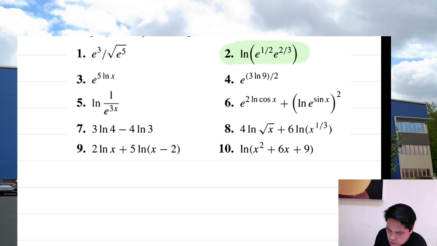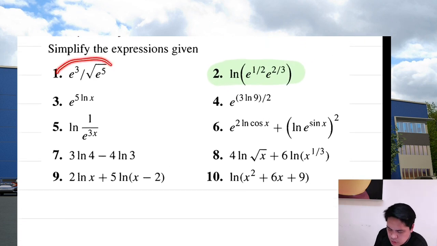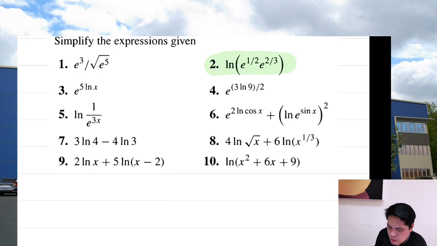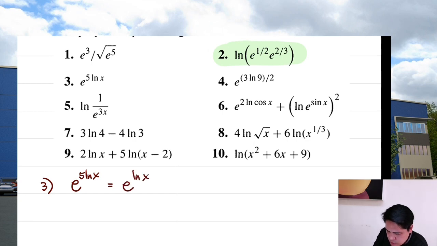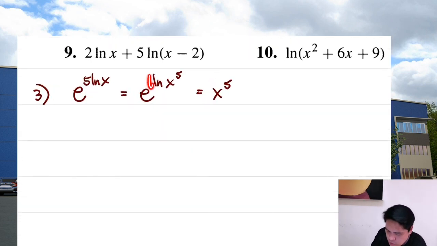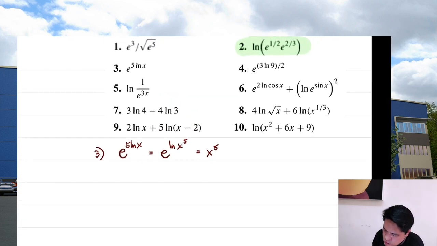Okay, I'll answer number 3. Number 1, that's too easy. You can take care of that. This one, I think that's still too easy, but let's answer anyway. For number 3, that's exponential 5 ln x. So, that would be equal to exponential ln x raised to 5. So, the answer is just x raised to 5. Very easy. Right? Remember that ln is logarithm to the base e. And the exponential is also base e. So, these have the same base. Okay?